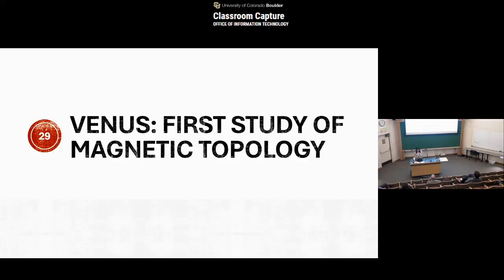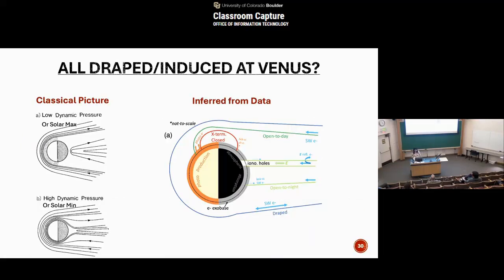Now let's switch gear to Venus. This is where we provide the first study of magnetic topology at Venus. The study of magnetic topology at Mars has been done since 2006 by Dave Brain a long time ago. But at Venus, because people were thinking, oh, it's just simply induced, why do we care?